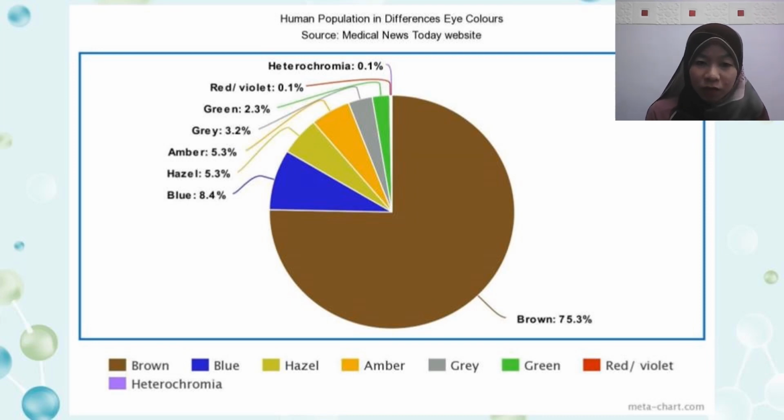The third one is about 5% of the world population having hazel eyes, a color that is a mixture of green, orange, and gold. Then about 5% of the world population have amber eyes. Amber eyes have slightly more melanin than hazel eyes, but not as much as brown eyes. Approximately 2% of people have green eyes, and close to 3% have grey eyes. These grey-eyed people have more collagen in that part of the eyes with little melanin. Some people with albinism have red and violet eye color, and the rarest one is heterochromia, in which a person can have more than one eye color. This only affects less than 1% of people.